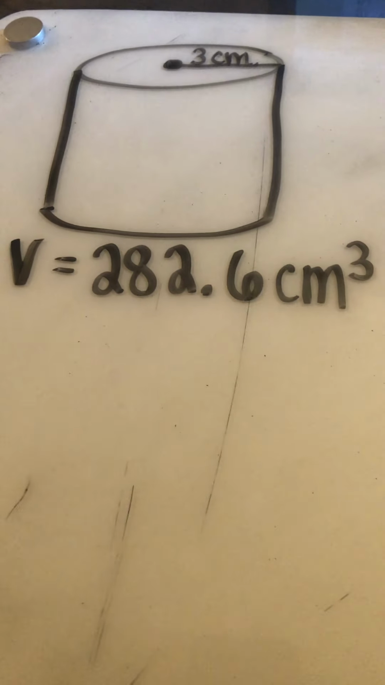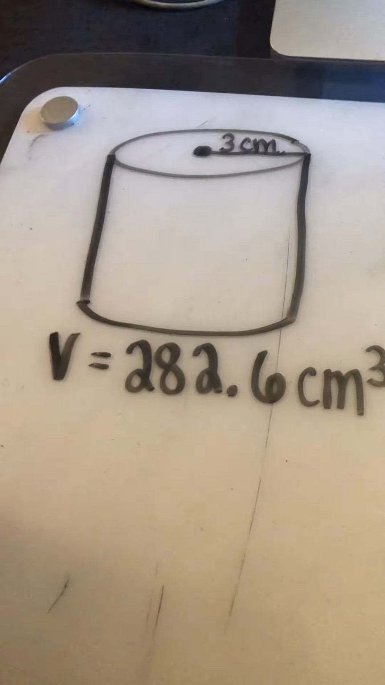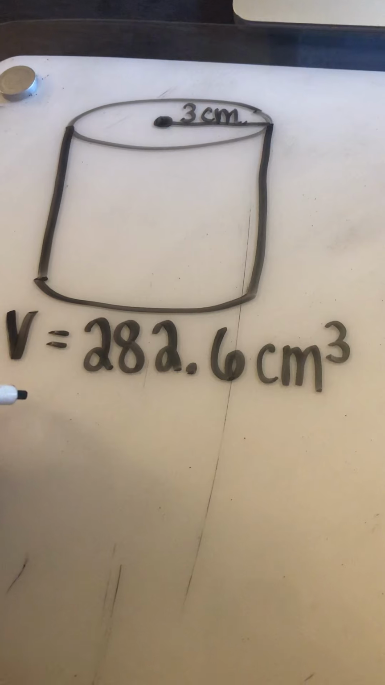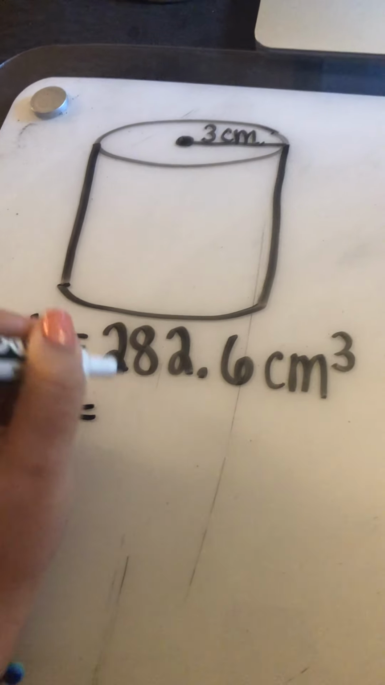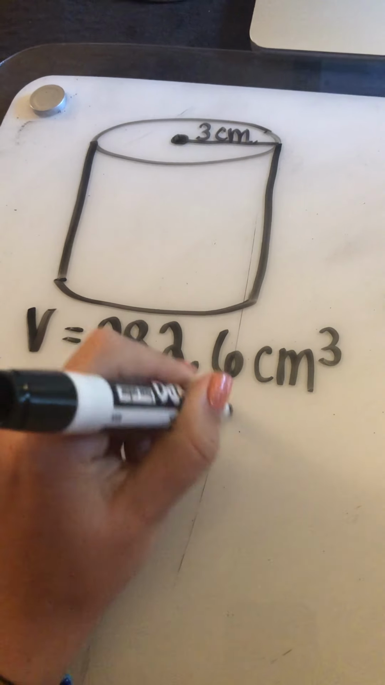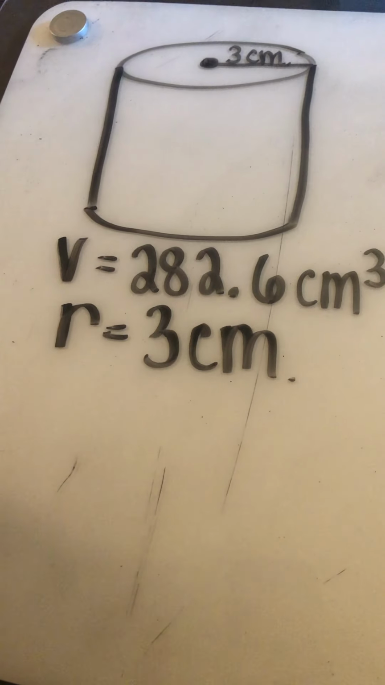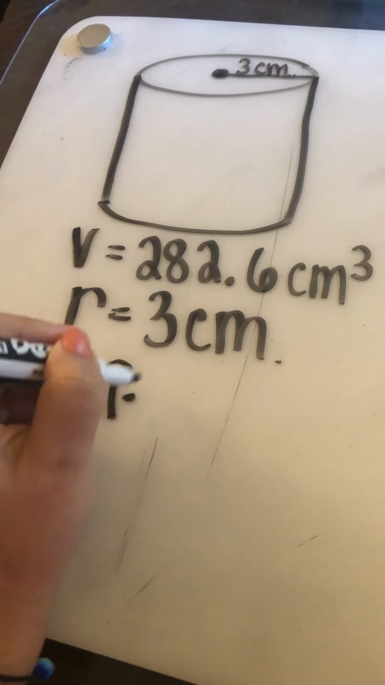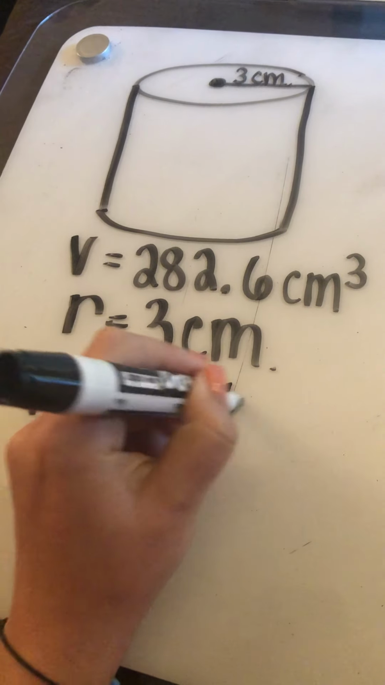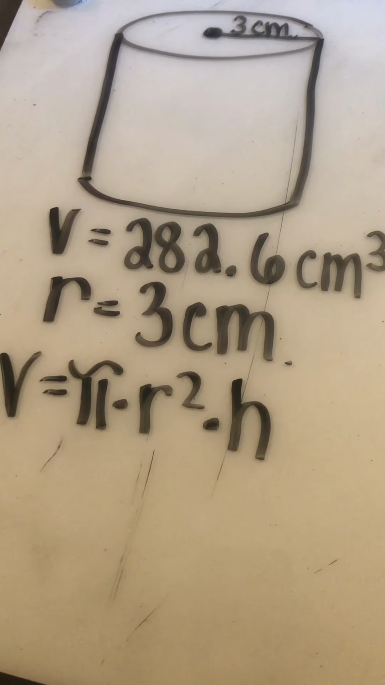Here's number 1, and I wrote number 1 on my board to show you exactly what you would do to figure that out. So what you always want to do is identify the information you are given. So we already have our volume, and the top is showing us that the radius is 3. How do I know that's the radius? Because it's only going from the center to the side. So our radius is 3, and then we should always remember our formula. Our formula is pi times r squared times the height. Okay? So this is the information we're going to use to figure out that height.